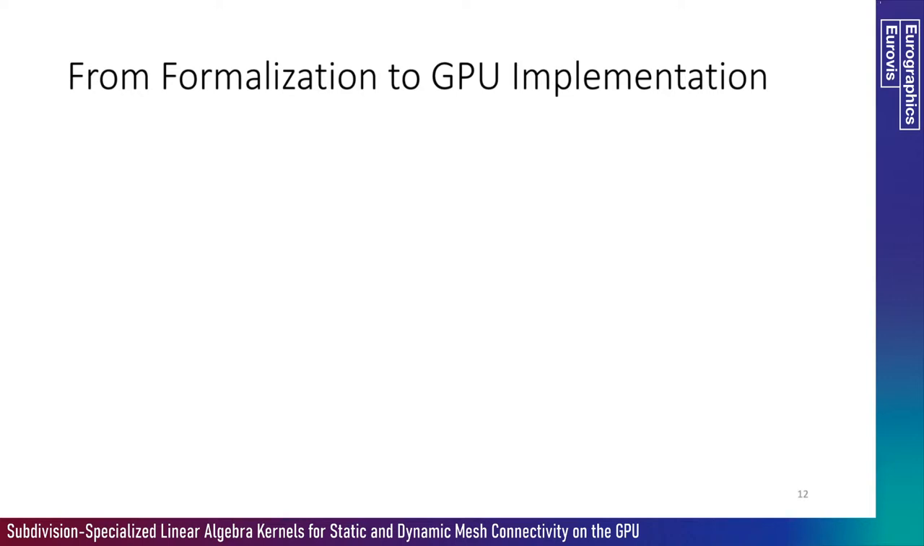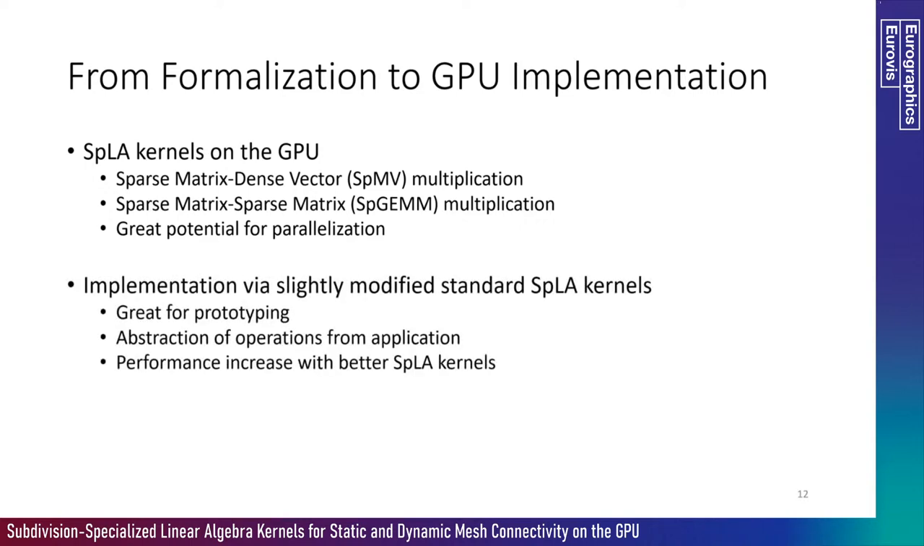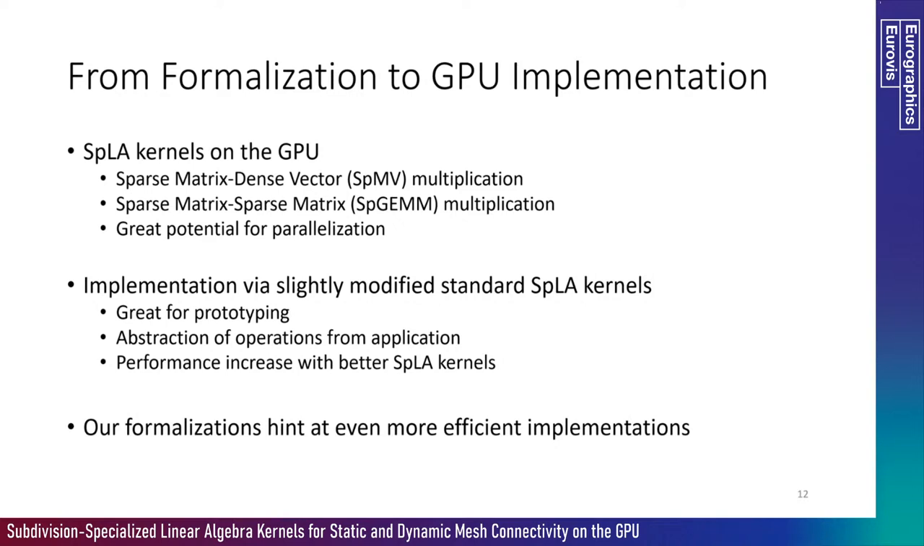Now we can take this further and make the step to the GPU. Our approach is implemented in CUDA, so I will use CUDA nomenclature in the following discussion. We slightly modified standard SpMV and SpGEMM kernels in order to enable the usage of maps and lambda functions. These operations require a large amount of independent computations and therefore comprise a lot of potential parallelism. These modified kernels are great for prototyping and already provide very good performance. Moreover, the implementation is abstracted from the application as the SPLA operations steer the data movement and maps and lambda functions determine the actual result. That also means that applications that implement these formalisms will profit from future performance increases in SPLA kernels. But as we will see in a minute, the formalizations hint to even more efficient implementations.